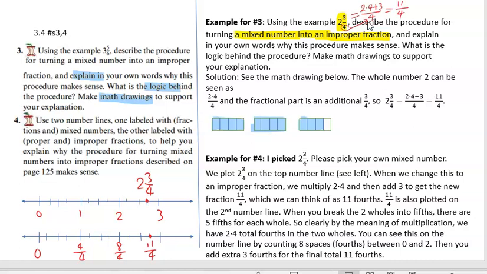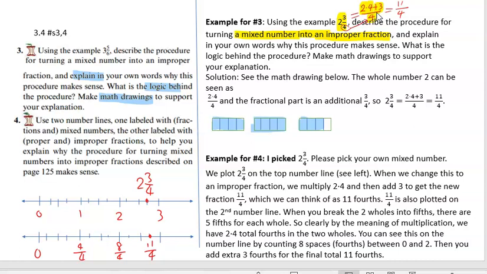But we need to explain as teachers to our students why. First of all, why do we keep the denominator 4? Secondly, why do we multiply the whole number 2 and denominator 4? And lastly, why do we add the numerator to that? So we need to explain every single step here. Again, we can use drawings to help us.